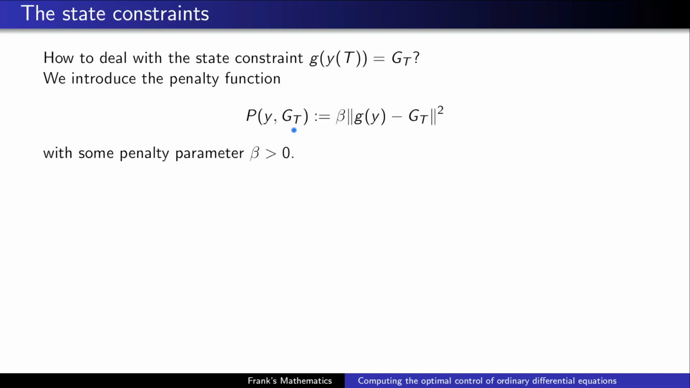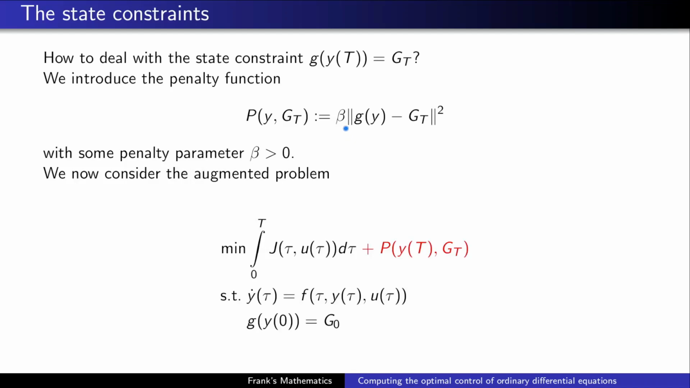And what we do now, we just apply g to y and subtract g of T. So basically we bring g of T to the other side and compute the offset, the difference to 0. This is just a vector, so we're computing it in some Rn space. So this is super easy to compute. And in addition, we introduce a so-called penalty parameter beta. Beta should be chosen big enough, and you'll see in a second why.